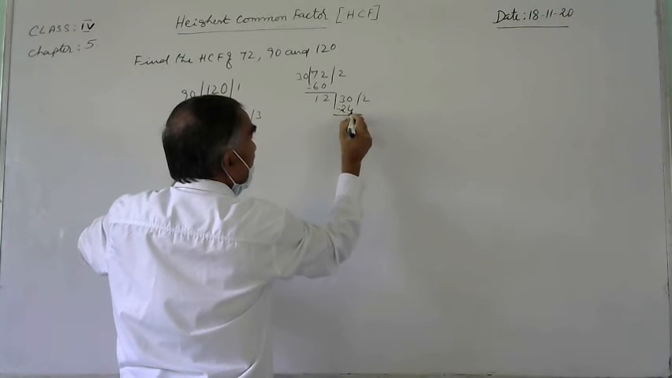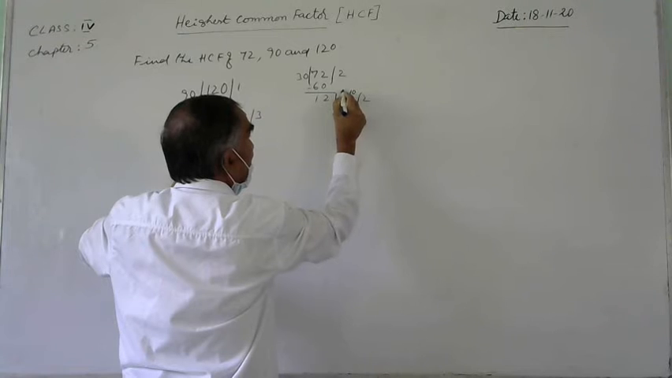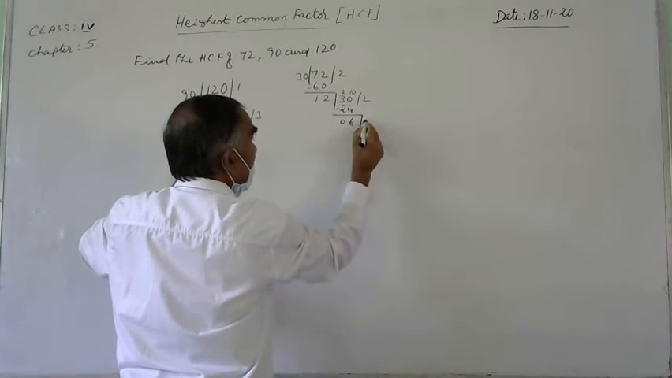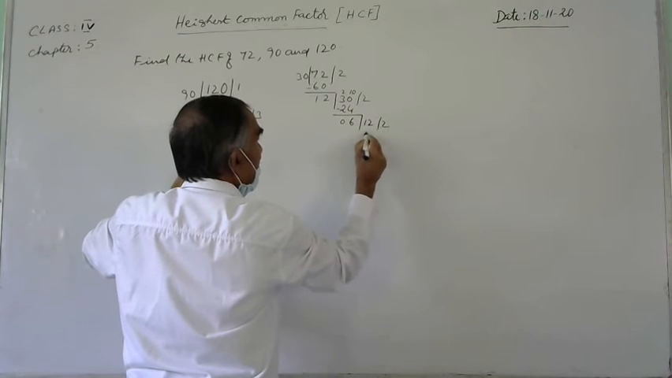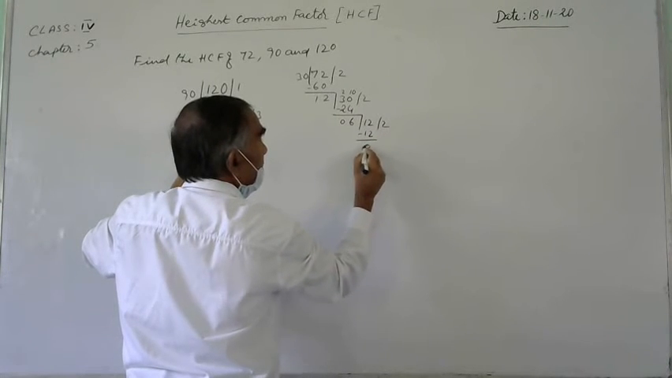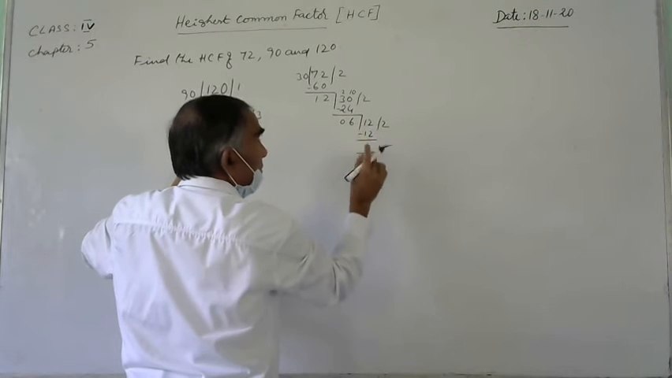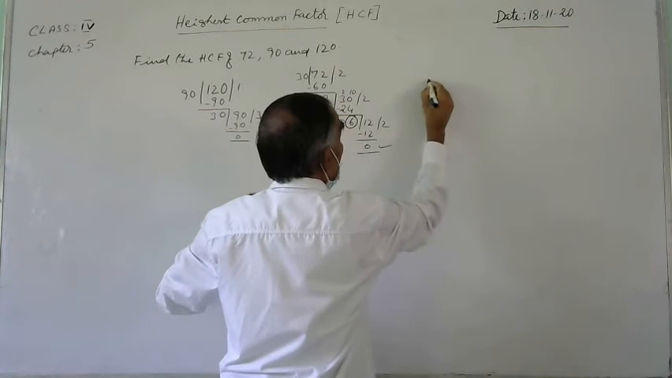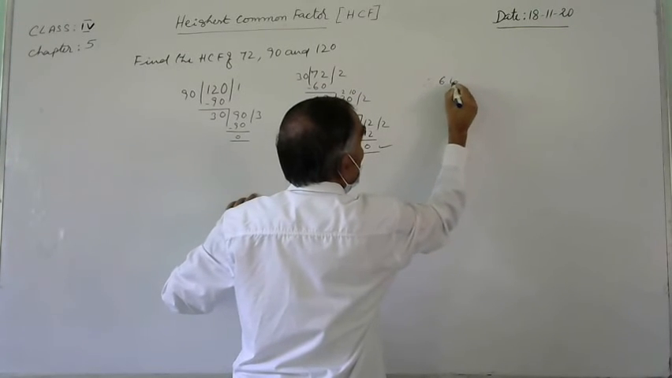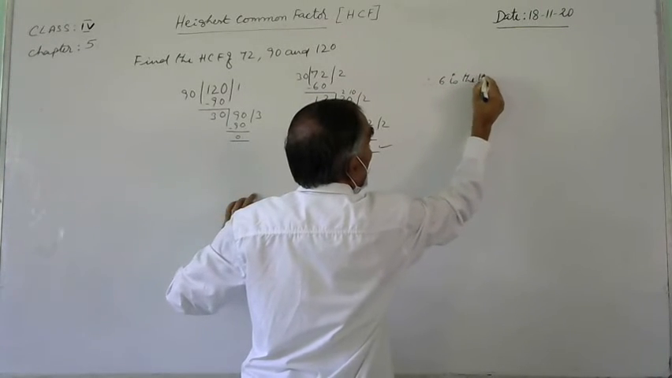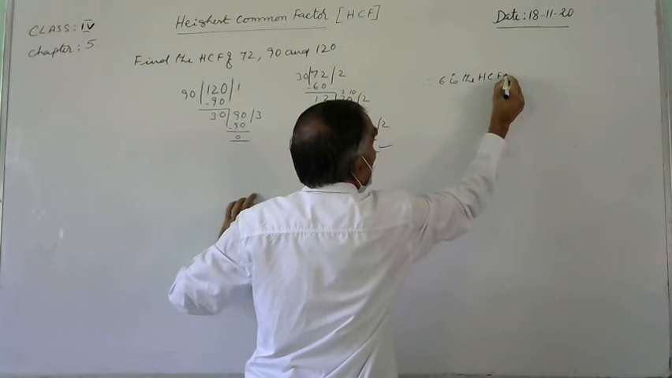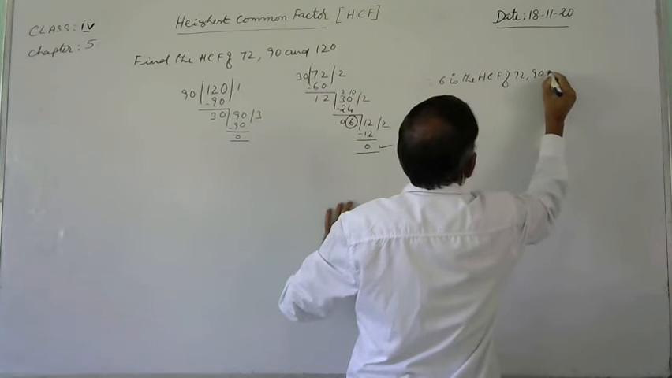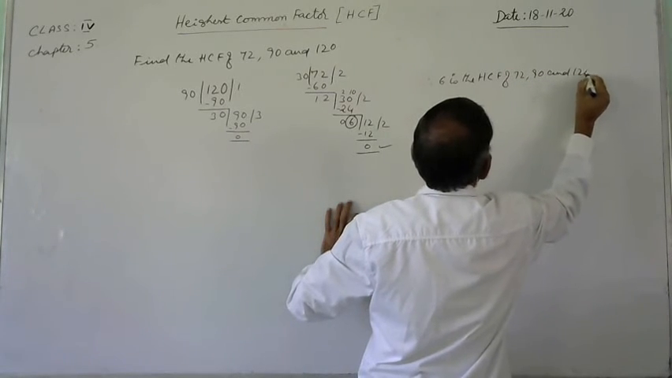30 minus 24, 0 से 4 माइनस नहीं होता है, 10 minus 4 is 6, remainder 6. फिर ये 6 से ये 12 को डिवाइड करो. 6 2s are 12. 0 you got definitely. We got 0 by what number? 6. Then therefore 6 is the HCF of what? 72, 90 and 120.